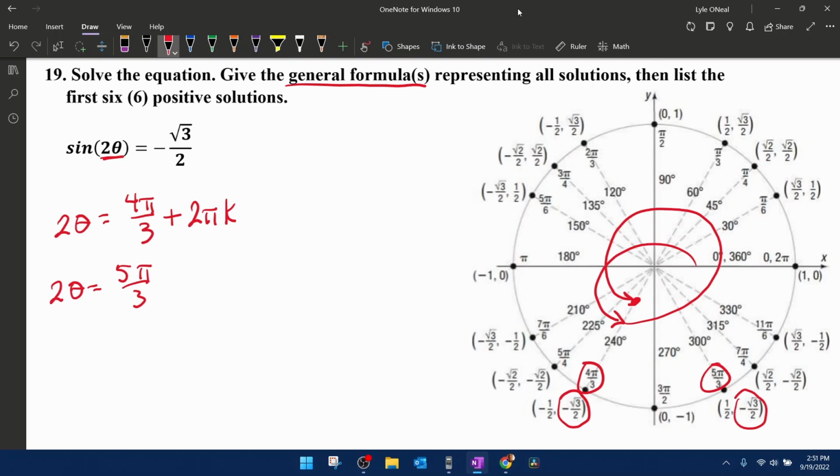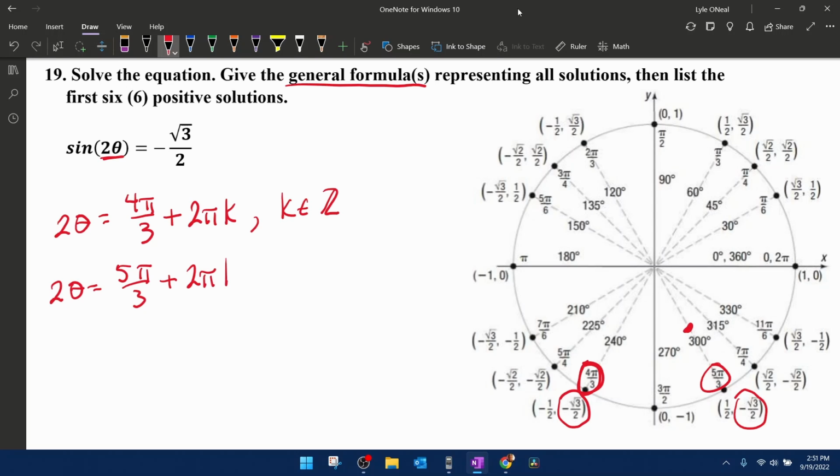That's how you write the general formula. It's 4 pi over 3 plus as many times as you want to go around the circle and return to 4 pi over 3, where k is an integer. It's an element of the integers, and that's one way to write the integers. The same thing happens with the 5 pi over 3. Once you get there, no matter how many times you go around the circle, no matter how many times you increment by 2 pi, you're going to get an answer. K is an element of the integers.